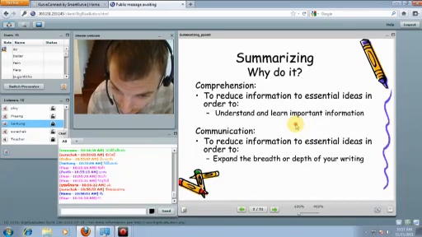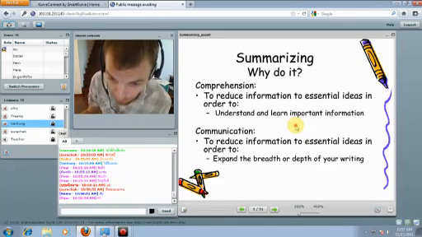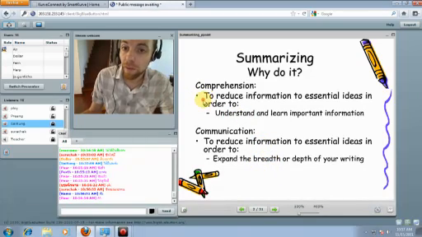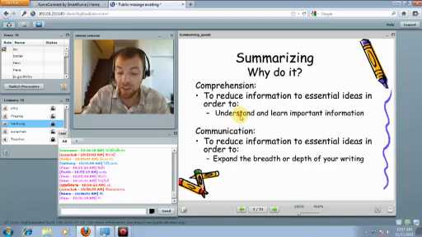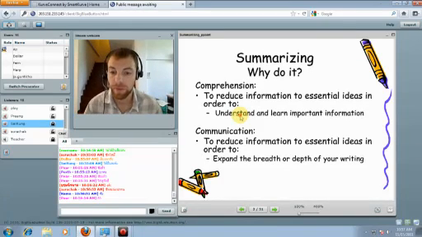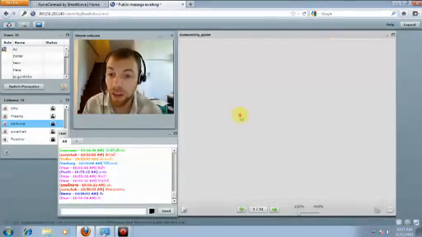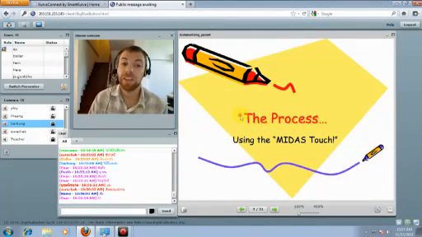So also comprehension, it's to reduce information that is non-essential ideas. So things that we don't need, we're not going to talk about. So easy. Summarizing is focusing on ideas that we do need that are very important and not focusing on ideas that are not so important. Alright, let's go on to the next slide and learn the process using the Midas touch.